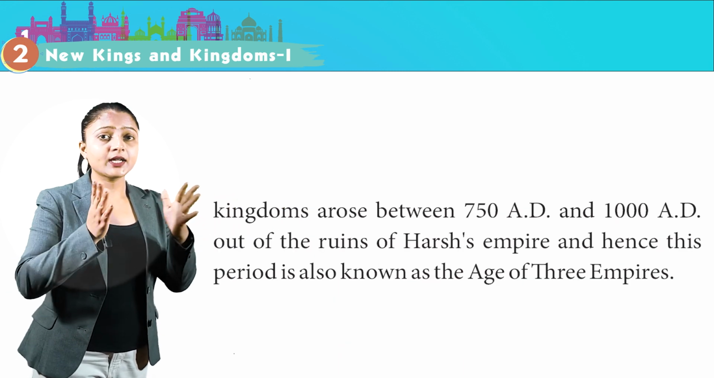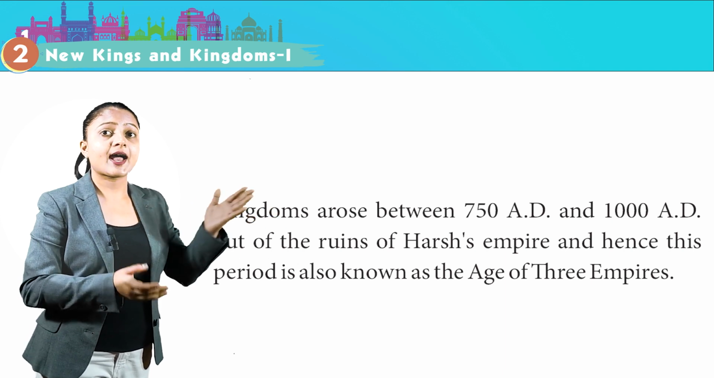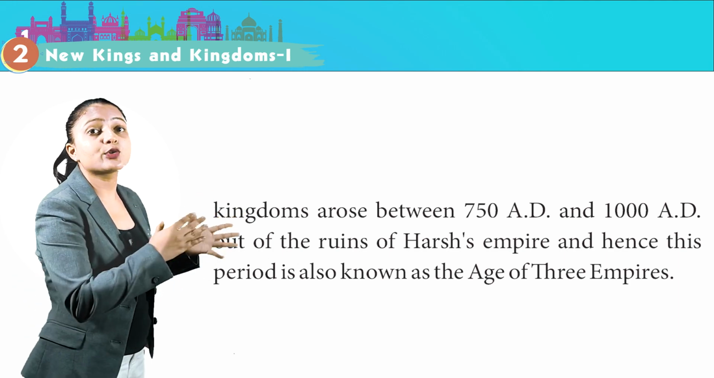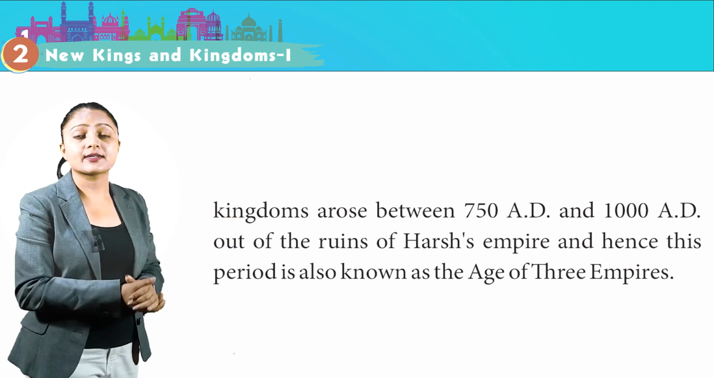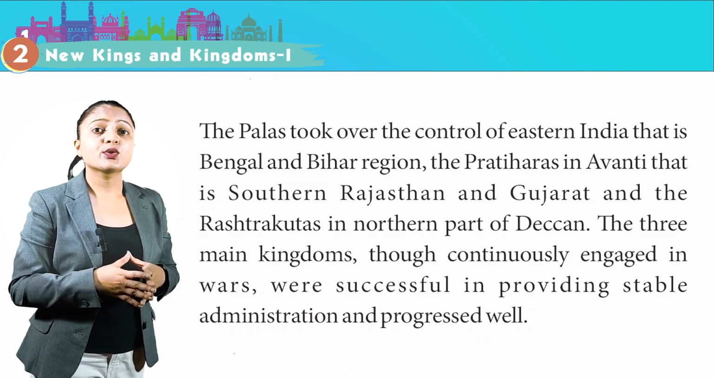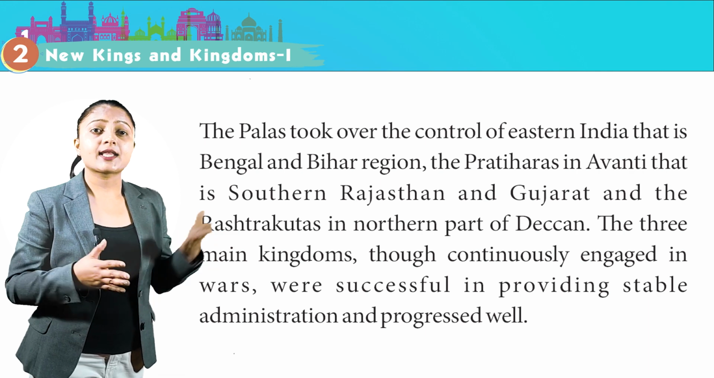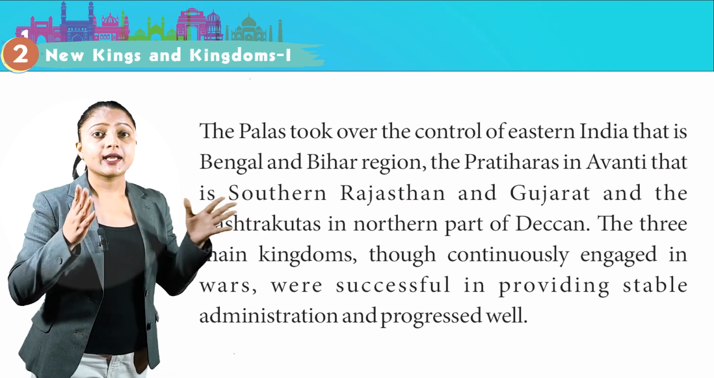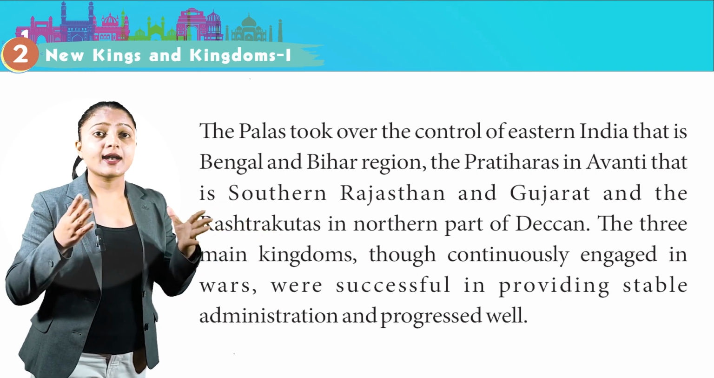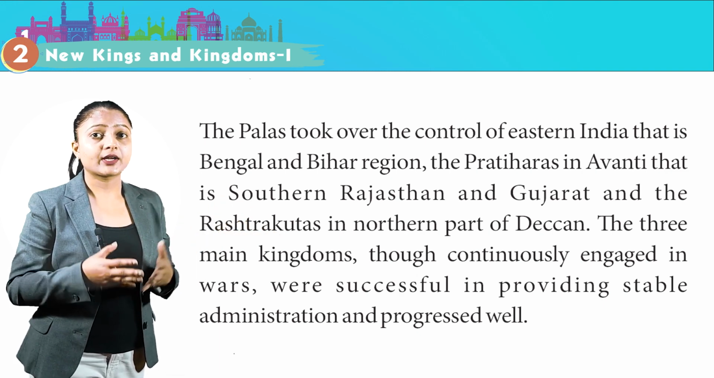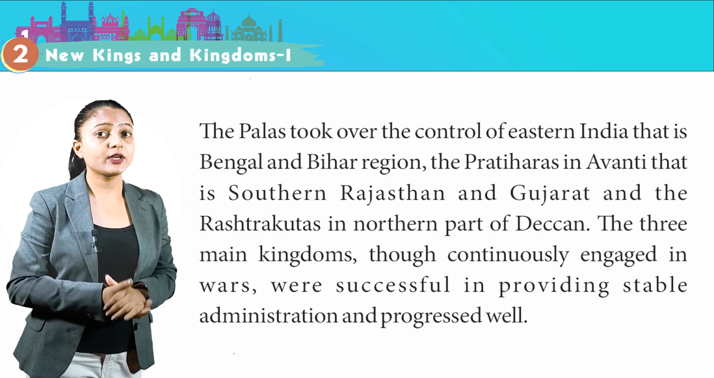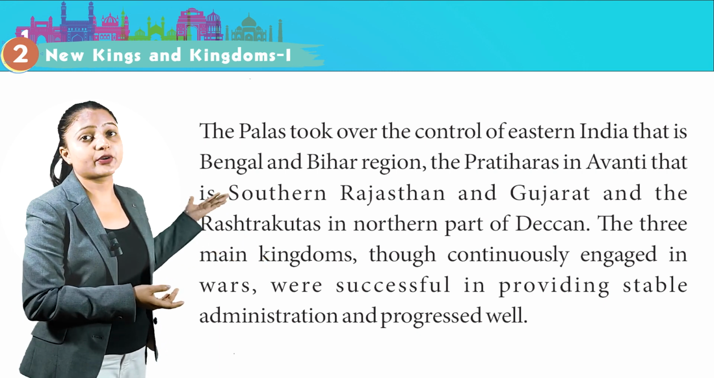Three powerful kingdoms arose between 750 AD and 1000 AD out of the ruins of Harsha's empire, and hence this period is also known as the Age of Three Empires. This is the image of Kailash temple at Ellora caves. The Palas took over the control of eastern India, that is Bengal and Bihar region. The Pratiharas in Avanti, that is southern Rajasthan and Gujarat, and the Rashtrakutas in northern part of Deccan. The three main kingdoms, though continuously engaged in wars, were successful in providing stable administration and progressed well.